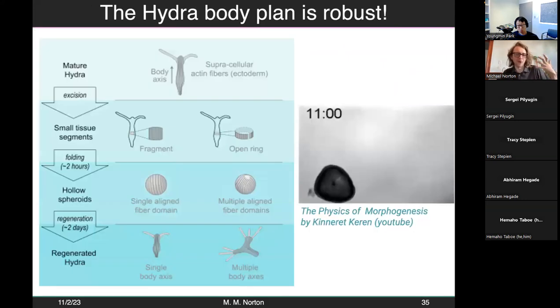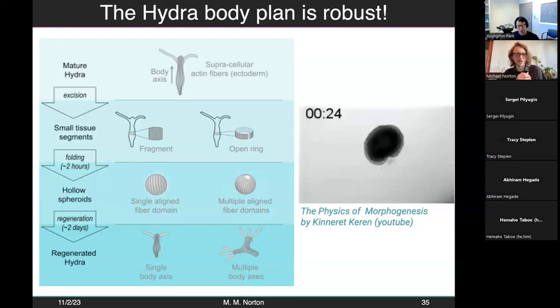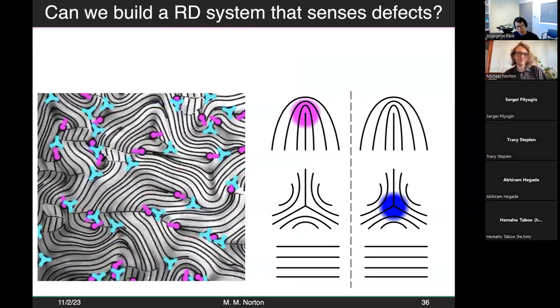And what do I mean by regulate? I mean that really large excursions in phase space, in morphospace of the organism, by doing really ghastly things like chopping it up, right? The organism will still regenerate back into a hydra. And so in some sense, the hydra body plan is like a high order dynamical attractor for this system. And so that's the inspiration for my work.